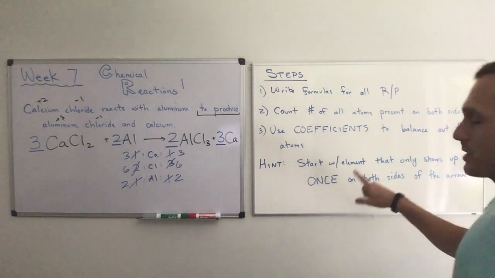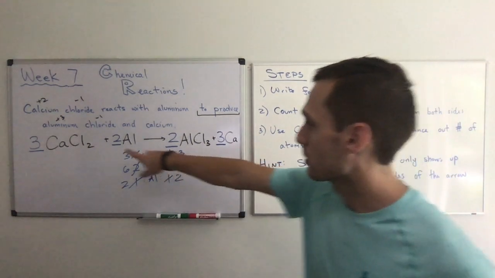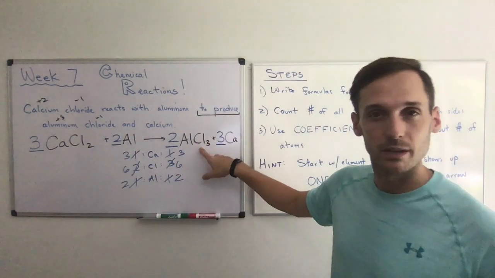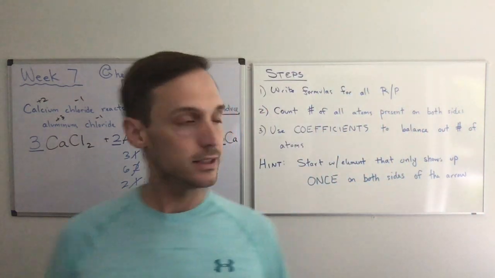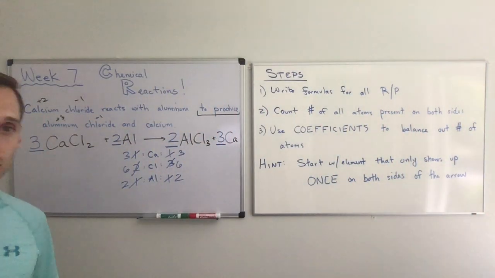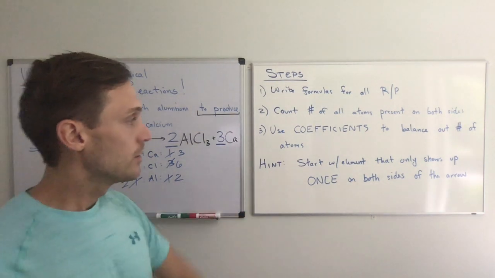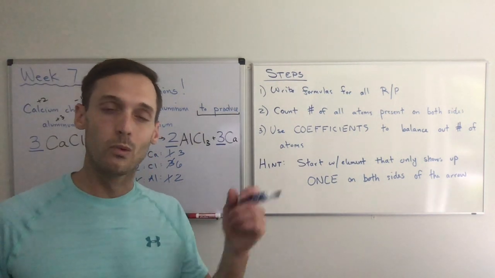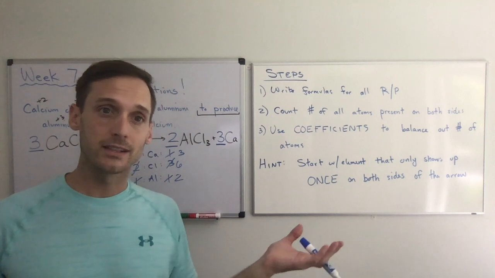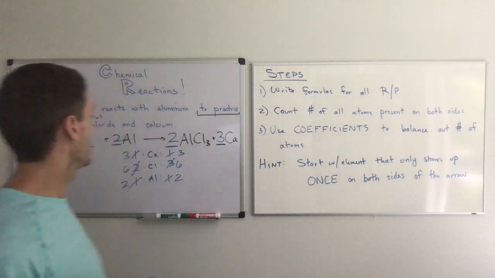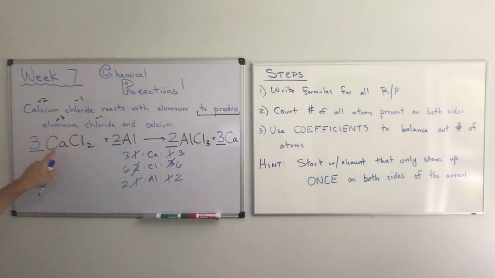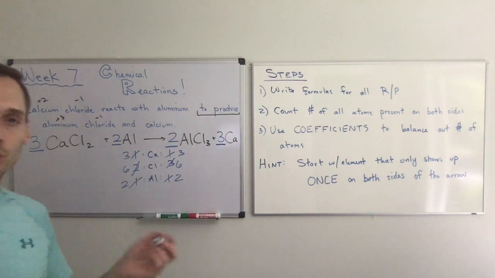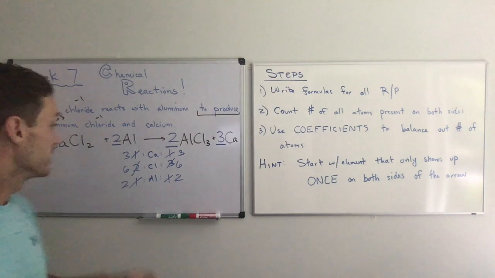Okay? You want to start with an element. You know how we started with chlorine, trying to balance out chlorine because that was the only one that was not balanced. But if you have an option, you want to start with an element that only shows up once on the left side, the reactant side, and once on the right side. So again, this was a simple one. So every single atom only shows up in one place, right?